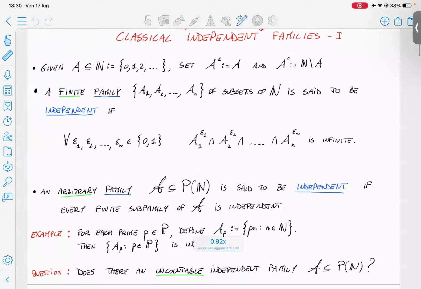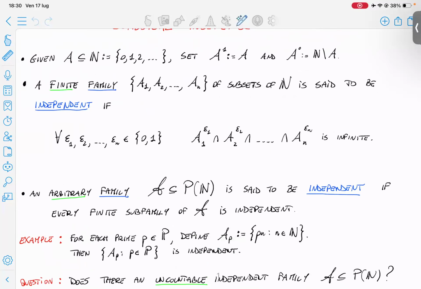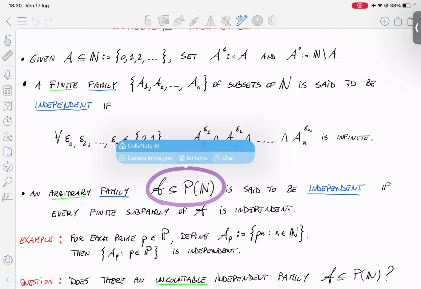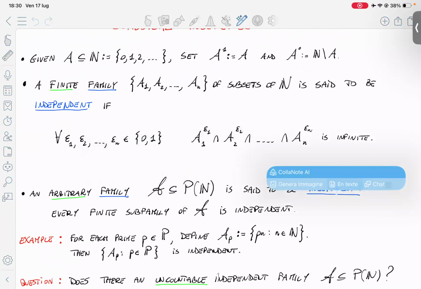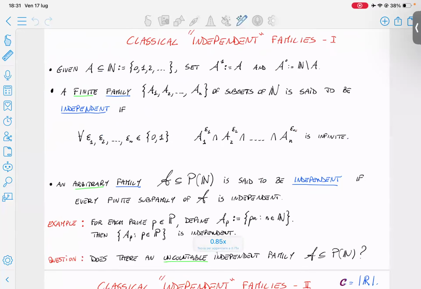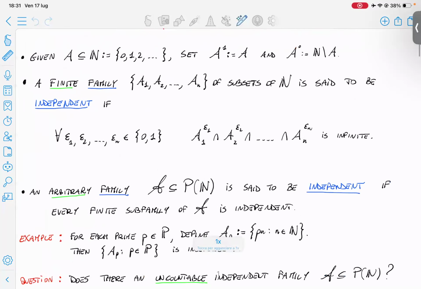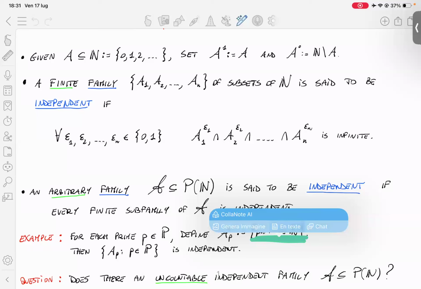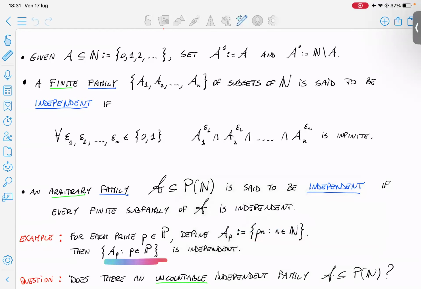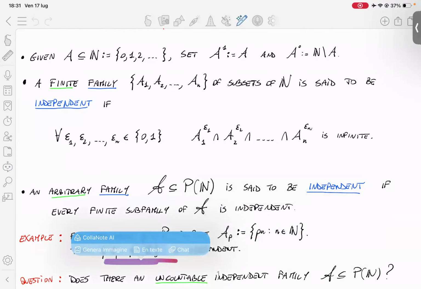And what happens if the family is an arbitrary family, potentially infinite? An arbitrary family, subset of the power set of the naturals, is said to be independent if every finite subfamily is independent. So, this is the classical definition. I'll just give you one example. For every prime p, we define A_p to be the multiples of p. Then you can check, by the Chinese remainder theorem, that this family is a countably infinite family which is independent.